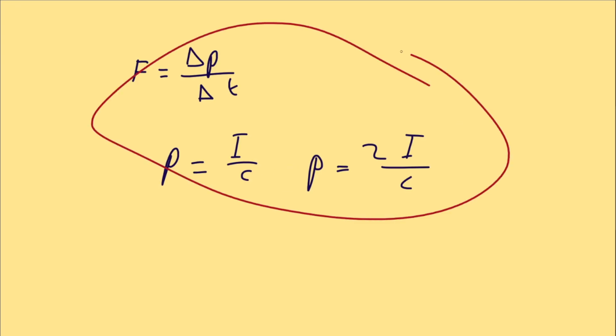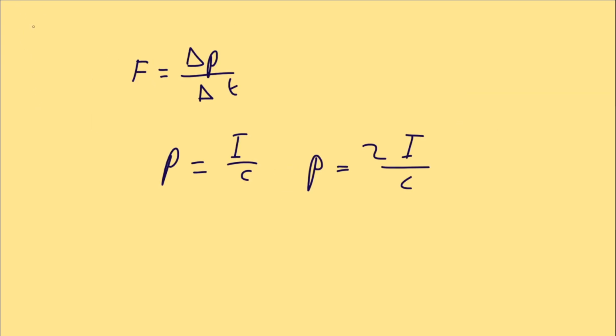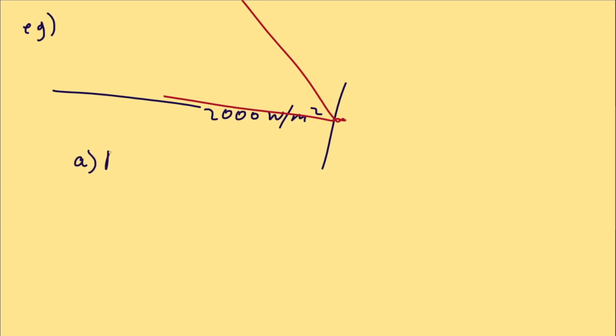All of these formulas are on the free cheat sheet in the description, and let's go through an example problem with them. A powerful laser beam delivers 2000 watts per meter squared onto a perfectly reflecting surface. That's the intensity. It gets shot onto the surface and perfectly reflected. Let's find two things. A, what is the radiation pressure? And B, how much force is applied to an area of 0.01 meters squared?